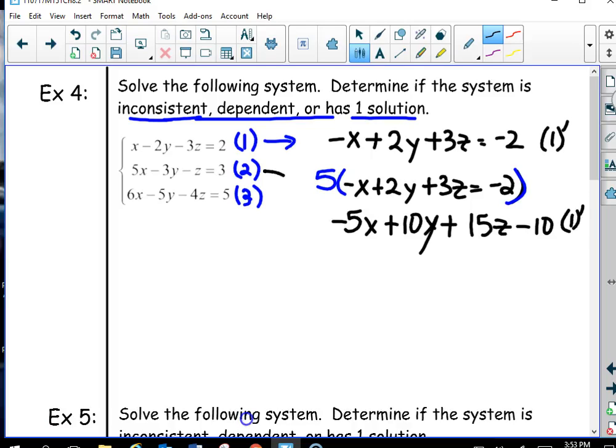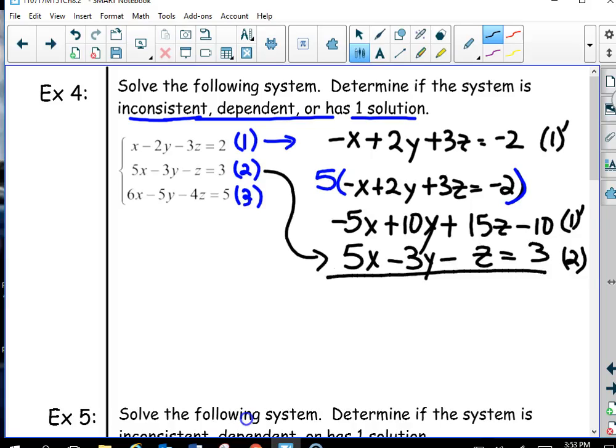So with that modified equation 1, modified a couple of times, I'm going to put with it equation 2. 5x minus 3y minus z equals 3. Eliminating my x's, I get 7y plus 14z equals -7. I'm just going to call that equation A, and I'll come back to that.